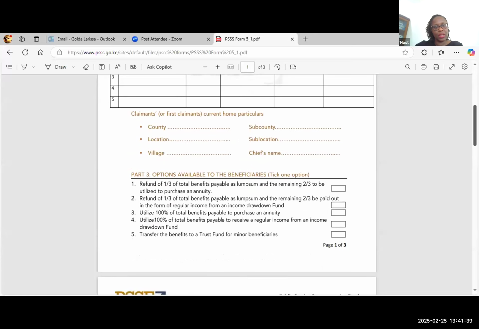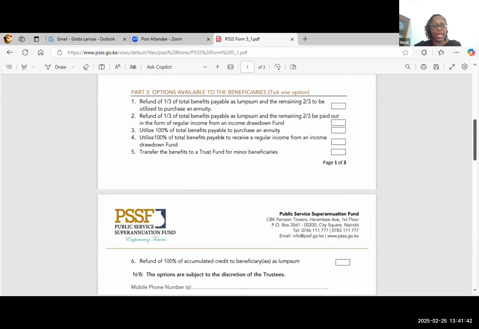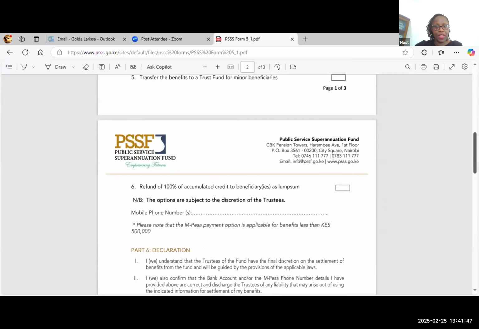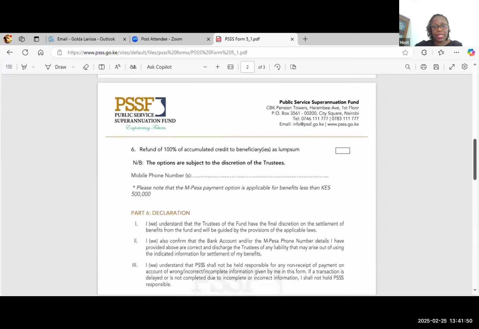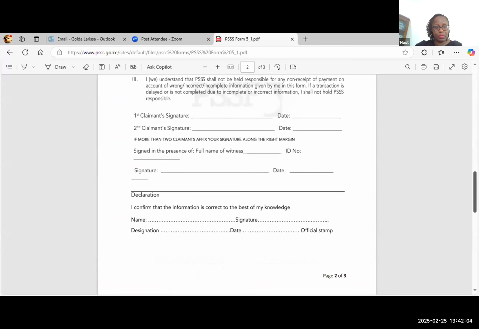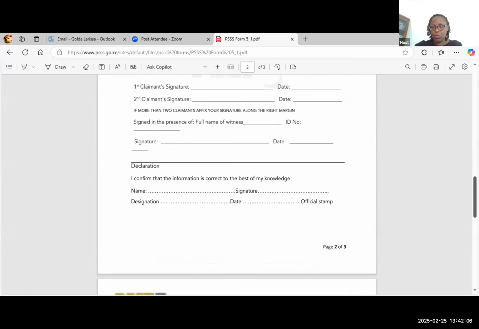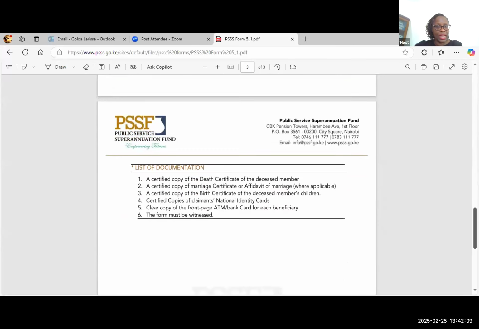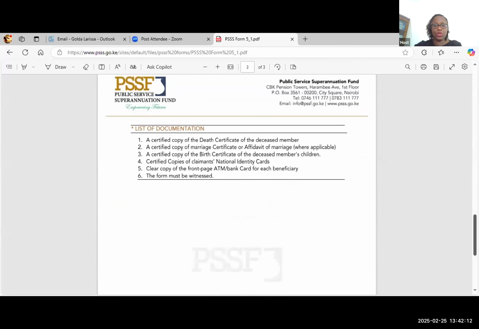Again, part 3 is what are the options that you'd like us to pay? How would you like us to pay your funds? This is where part 3 comes in. You'll interrogate the form further. We would like to get your phone number in case your benefits are less than 500,000. And as usual, in true style, we are going to take ownership by signing out this form at the part where the claimant is completing the form. You give us this information and we confirm that it is actually you. And the last page is what are the documents that you require. As you're completing these forms, we have put a list of documentation which you can tick as you go.